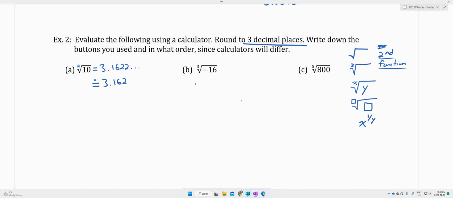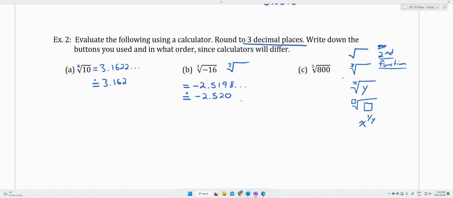Okay, and here you're going to need to use your cubed root button. Again, probably looks something like so. And the way we're going to start this one off is we're going to get a negative 2.5198 and a bunch more digits. And again, we're going to round this. And because of that 8, we're going to round up the 9, which means we have to round up the 1 as well. So we get negative 2.520.